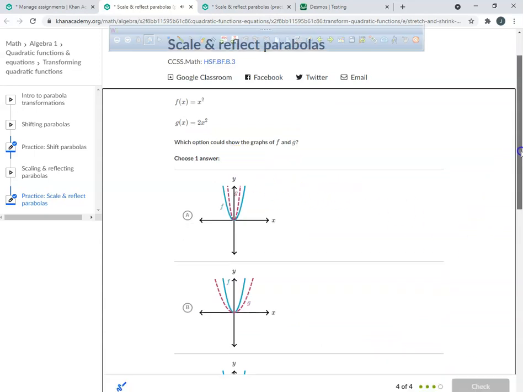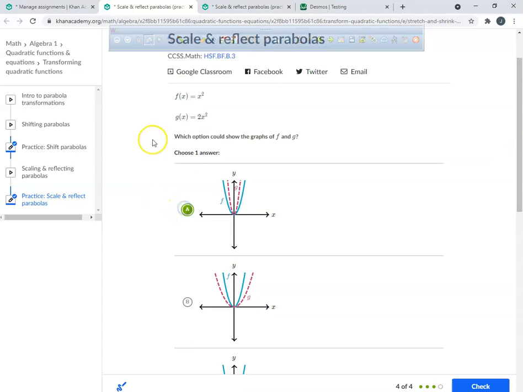I'm sorry, I can't help myself. I've got to do this one. It's going to be this one right here because it's 2 multiplied by 2, so it's got to be more narrow, and it's going to be opening up, so that's got to be it.